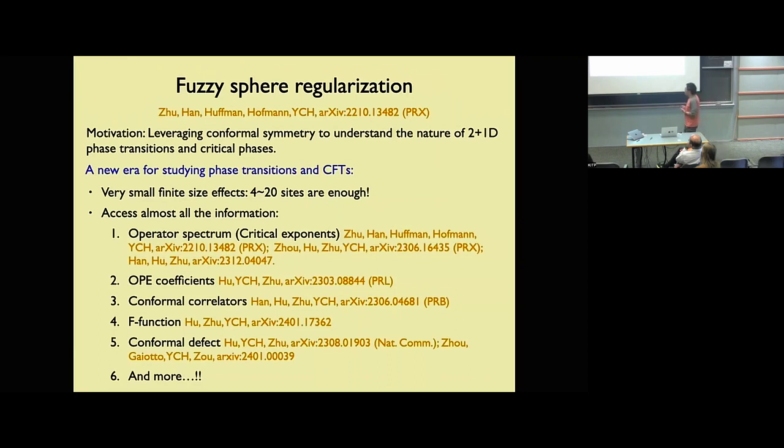We can compute conformal correlators, like 4-point correlators. We can even compute the famous F function, which is a 3-dimensional generalization of central charge that monotonically decreases under RG. And we can also study conformal defects and so on. I believe that this list will continue to grow. There are already a lot of new things that we can study using this method.